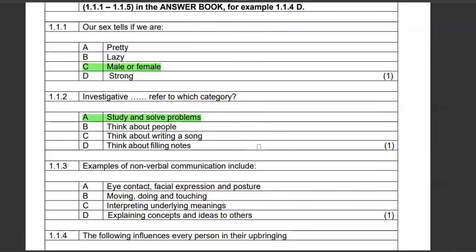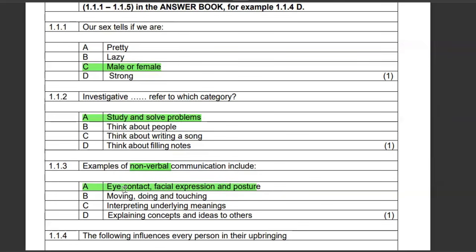Then 1.1.3, examples of nonverbal communication include. Our key term here is nonverbal. When we're talking about nonverbal, we are talking about something which is not oral, something which includes facial expressions. It also includes body language. The answer linked to this is maintaining eye contact, facial expression, and posture. So our correct answer in this particular question would be A as well. It will be A, the ability to maintain eye contact.